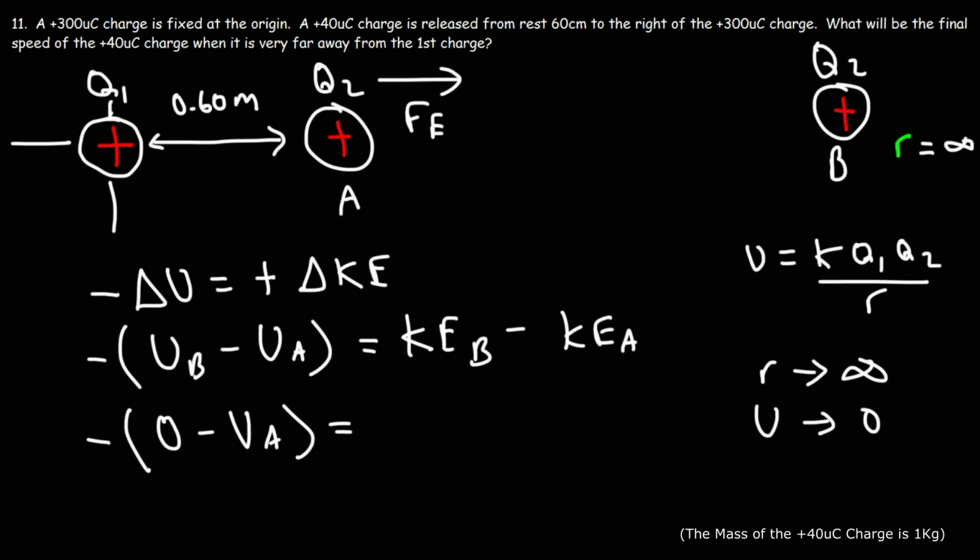Now the kinetic energy at B is going to be 1/2 m v final squared. At point B, this is going to be moving. We need to calculate how fast it's moving at that point. Now what about the kinetic energy at A? At point A, the charge was released from rest. So the speed was 0, therefore the kinetic energy at A is 0.